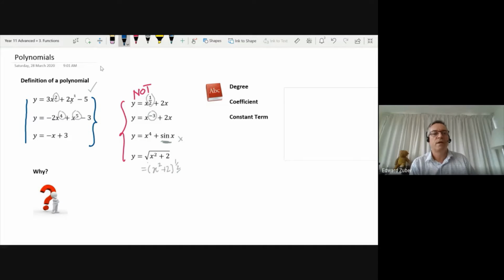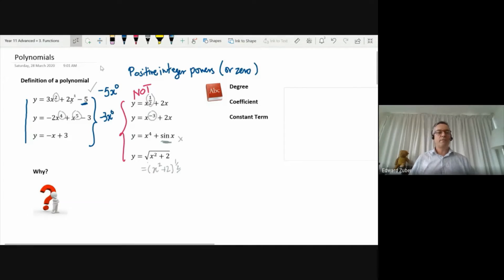So a polynomial is an expression in x that has positive integer powers. That's a quick way of thinking, or 0 actually, or 0 as the power. Because when we look at this one, -5, it's actually x to the 0, so you can think of it that way. So if we can have any powers 0, 1, 2, 3, 4 and above, we're all good. No fractions, no negatives, no trig, please. Nothing else fancy. It's essentially this form.